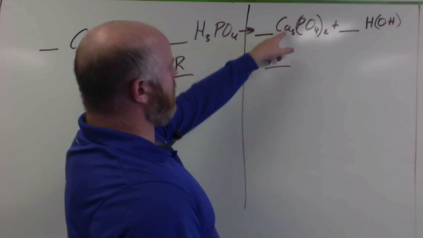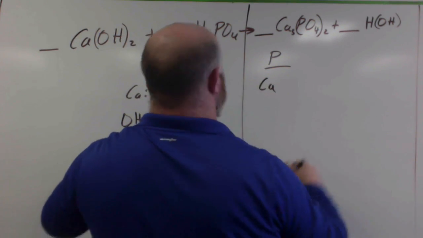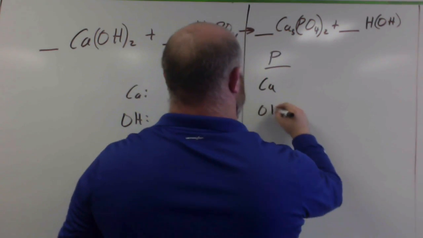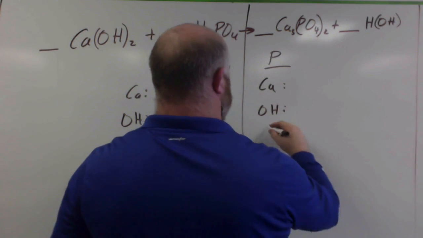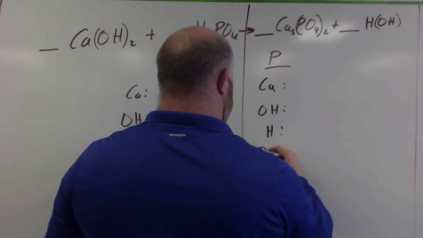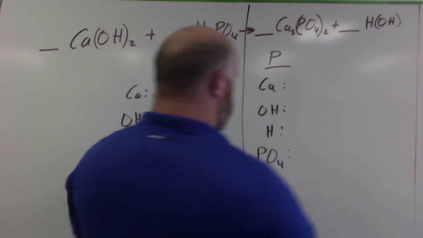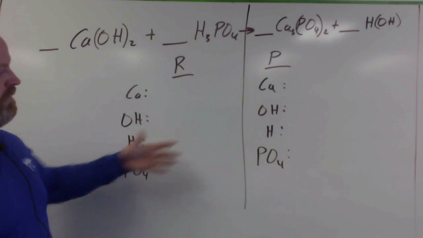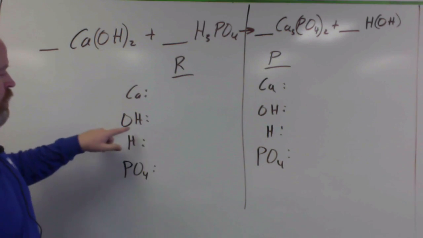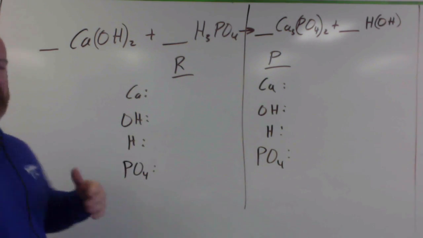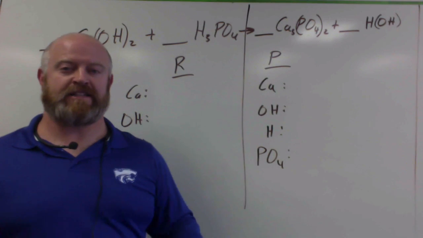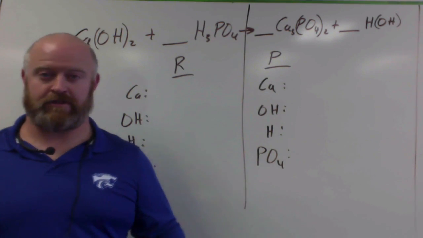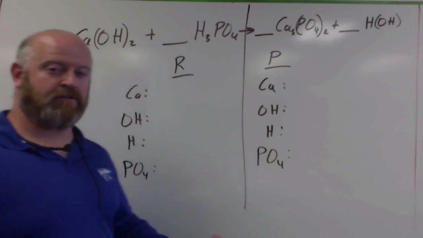On my product side, I have calcium. I have my hydroxide. I have my hydrogen. And I also have a phosphate. So I have the same compounds on both sides. Now, you only can do this, again, because you see them on both sides. If this was a PO3, you couldn't do it. You had to split up phosphorus and oxygen into separate things, which would make balancing it more challenging.